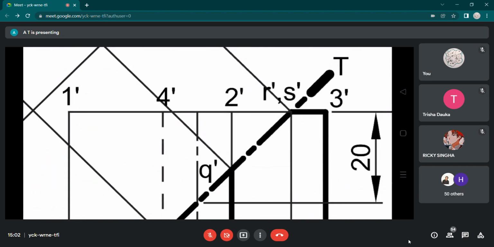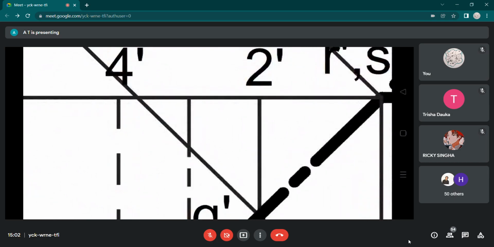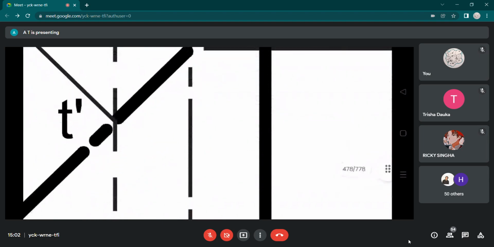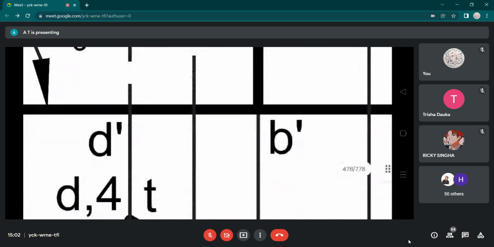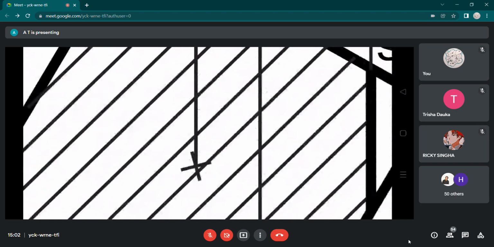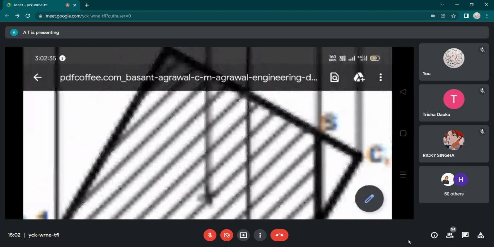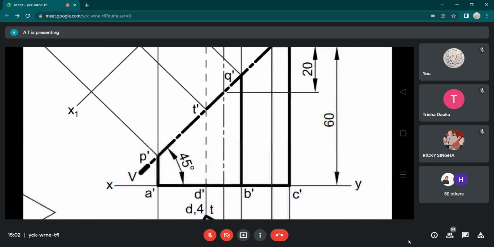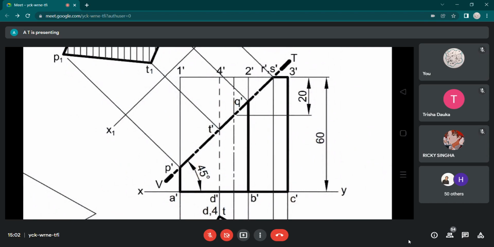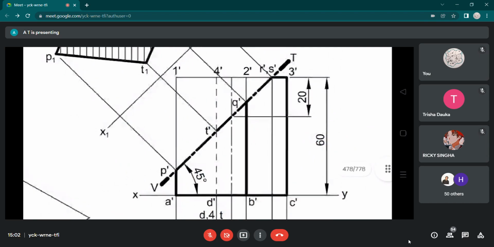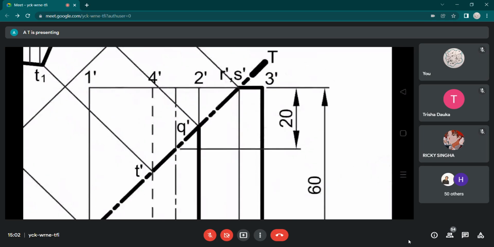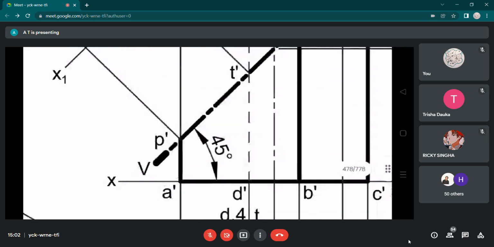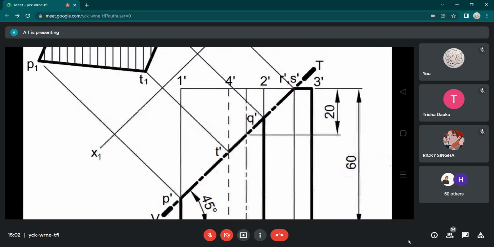In fact, it is not named here. So this one, in fact, is the axis, which has been started from this center face. So you see here, at 20 mm from the top, you make this VT inclined at 45 degrees. That's it.